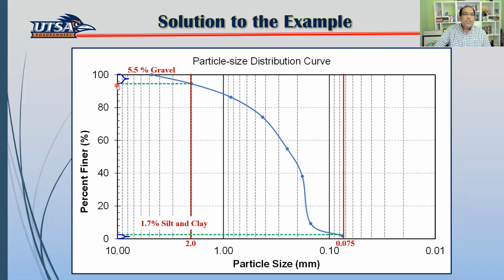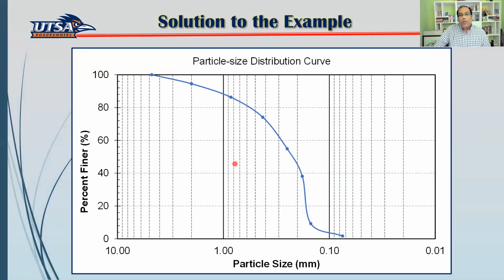So how much is your sand? That's from here to here. So that has to be 100 minus 5.5 minus 1.7. So 92.8% sand according to ASTM method. Okay. Now let's try to see the second part, part B, of that problem.